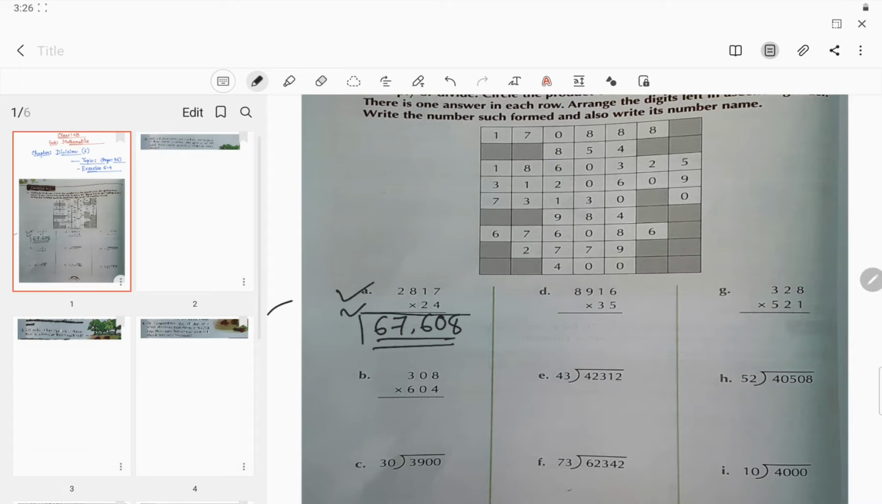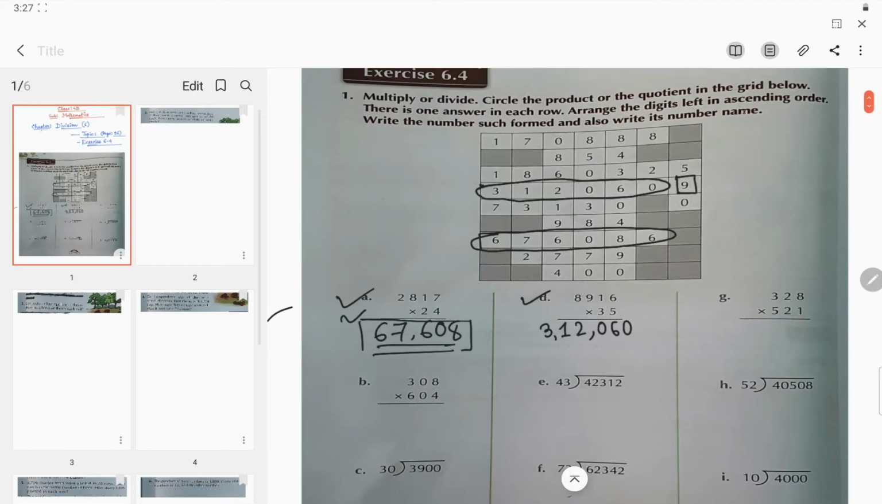Since I got 67,608, circle this number in this grid. Where is this number? Here. Now I have circled. Similarly, if you do question D, you will get 3,12,060. And where is the number in this grid? Here. But in this row, the digit 9 is left.